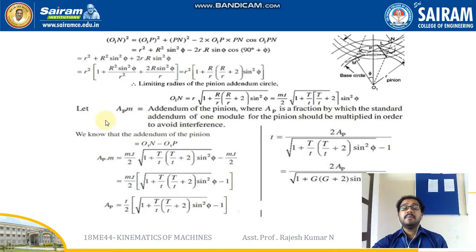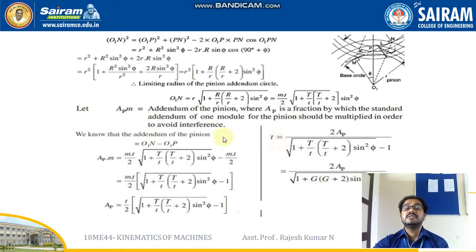So let APM be the addendum of the pinion, where AP is a fraction by which the standard addendum of one module for the pinion should be multiplied in order to avoid interference. So the previous concept for the wheel that we discussed, the same substitution as it is if I do it, finally I will be getting the t, which is equal to 2AP divided by square root of 1 plus G into G plus 2 sin square phi minus 1.